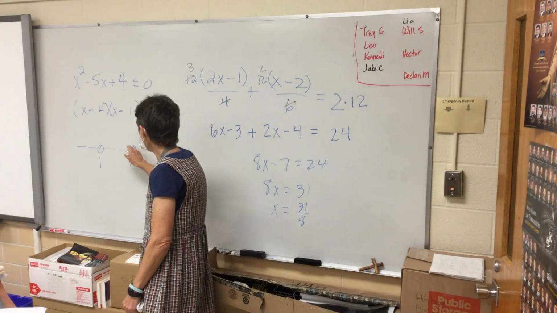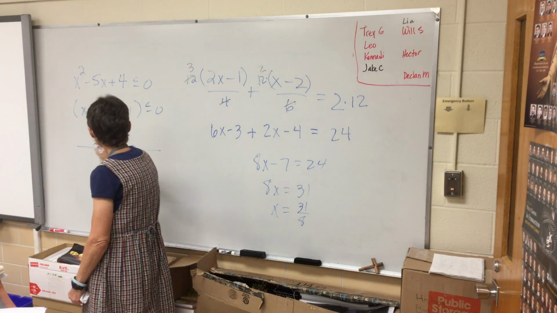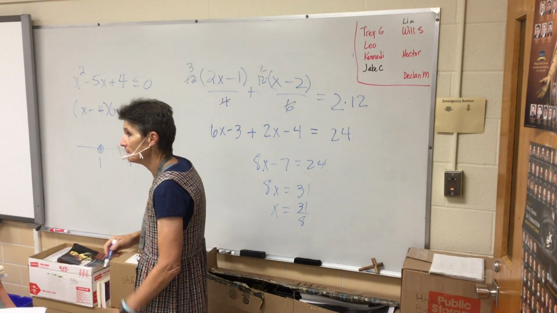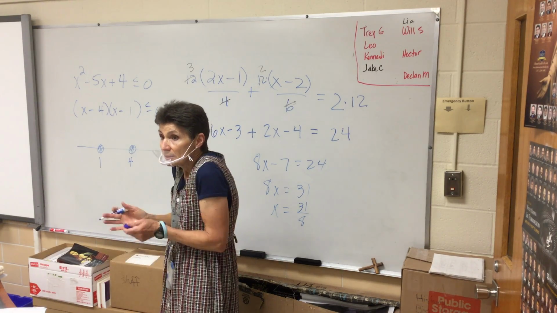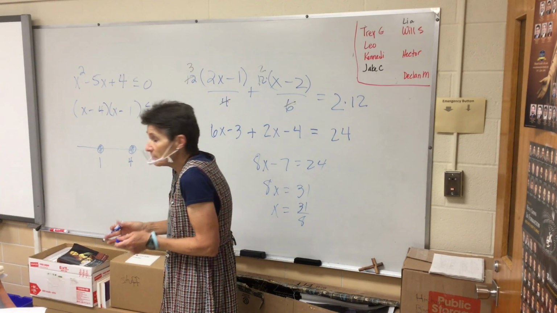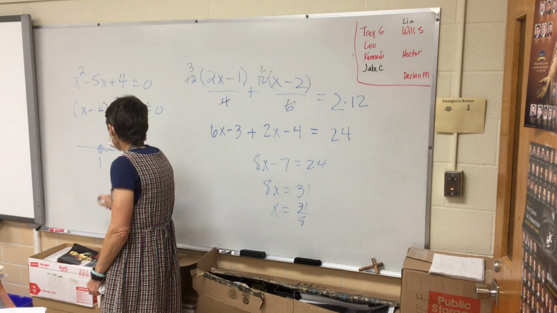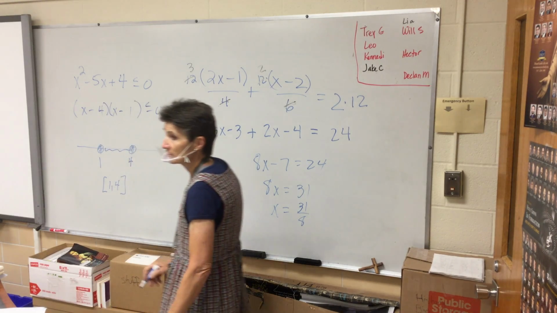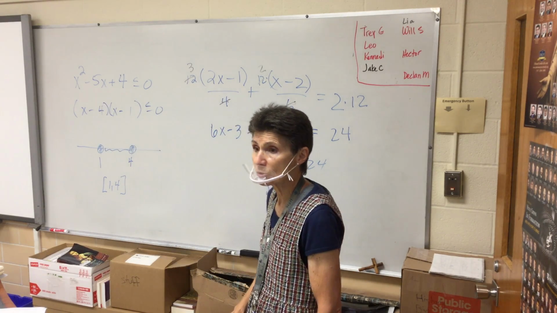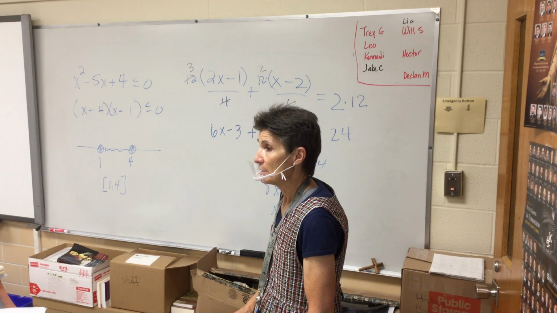Those are solid dots this time, right? Because of the symbol in the problem. It's a less than, so it's in between, right? In between. So your answer is, that's it. The shaded area is between 1 and 4.